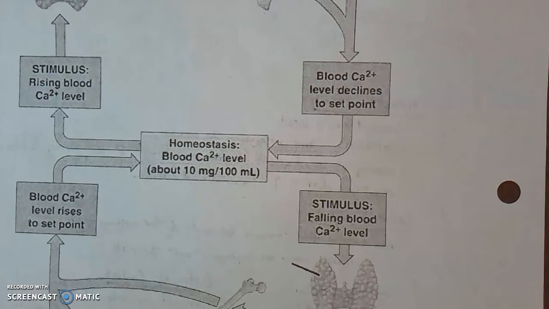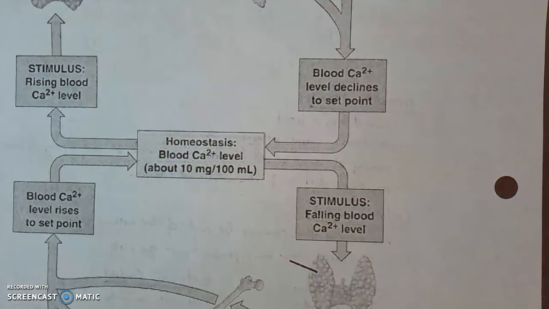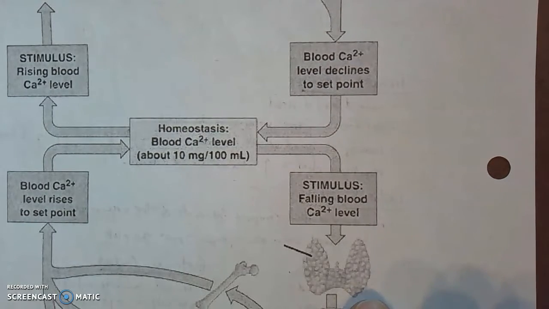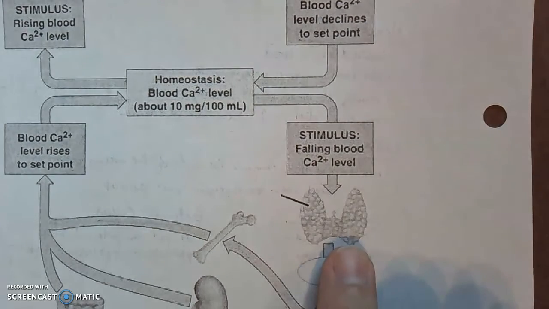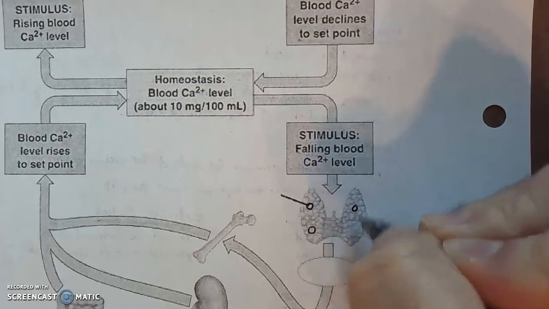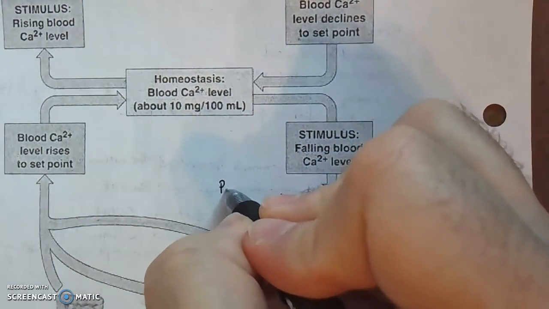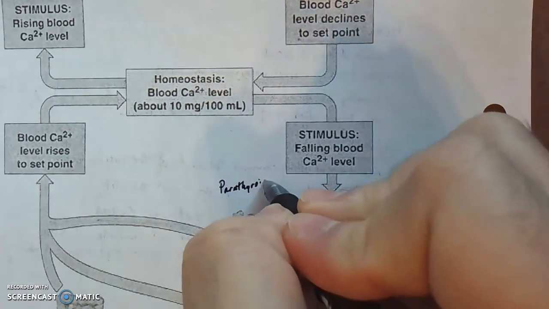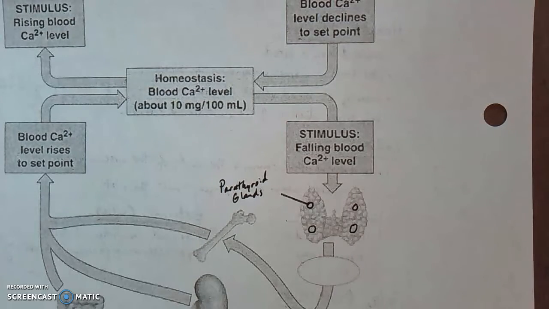We can have some that cause our body to have low calcium levels. So we're going to do a stimulus here with falling blood calcium levels. This is your thyroid gland, and this is the back side, or the dorsal view, of your thyroid gland. It's hard to see in this diagram, but there are four little masses of tissue on the back of your thyroid gland called parathyroid glands. And these are endocrine glands, so they have a rich blood supply.